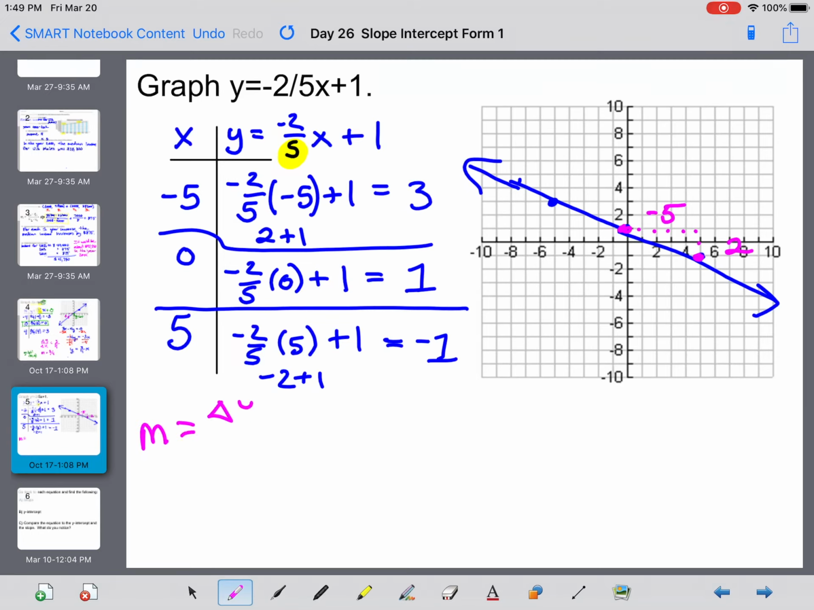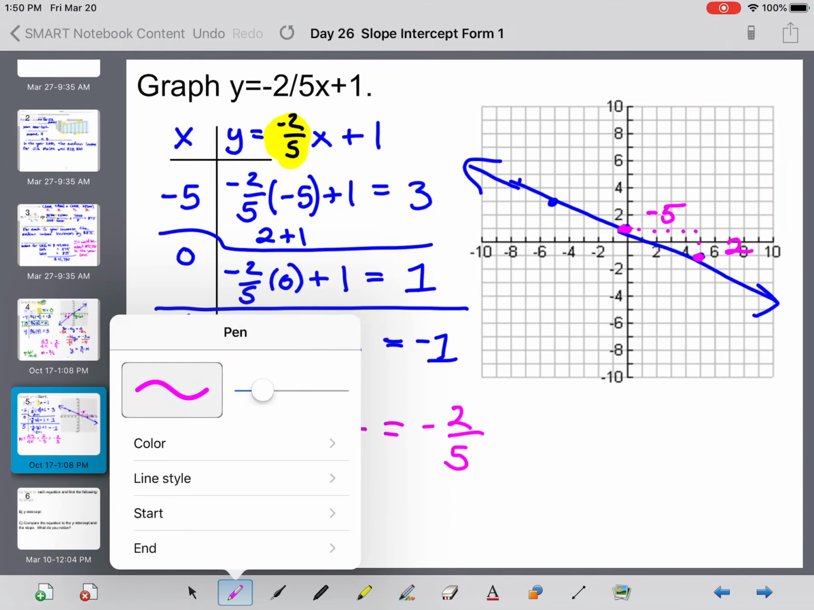So my slope is change in y over change in x. So I went up 2 and I went over, or to the left, -5. And just to clean that up, I'm going to put that negative either with the 2 or just out in front. So my slope is -2/5. Now this is pretty cool. Look, there's a -2/5 right there. It's the term that's with that x value.